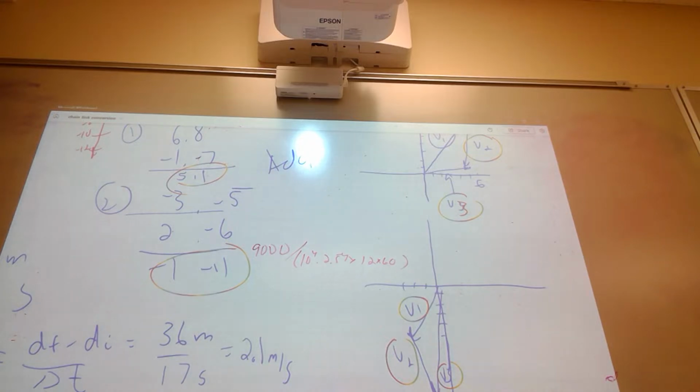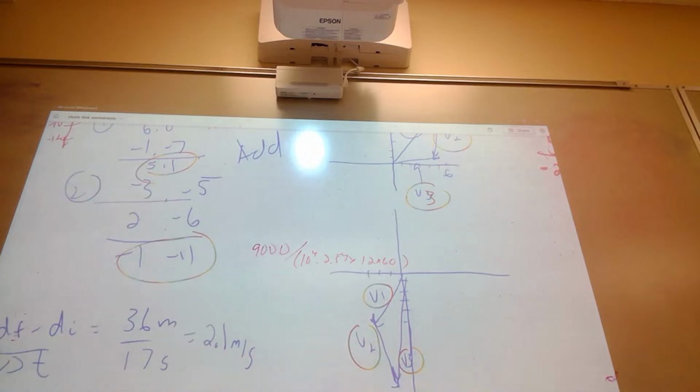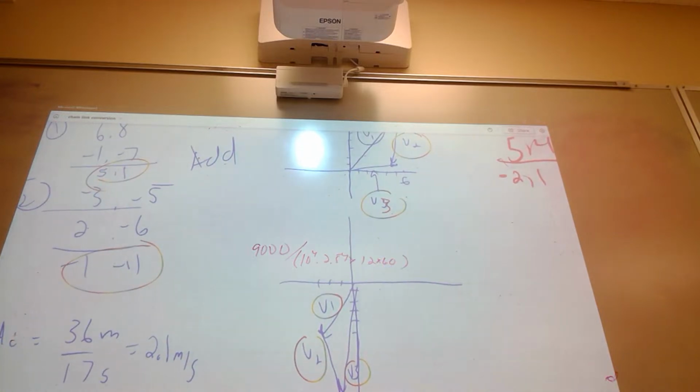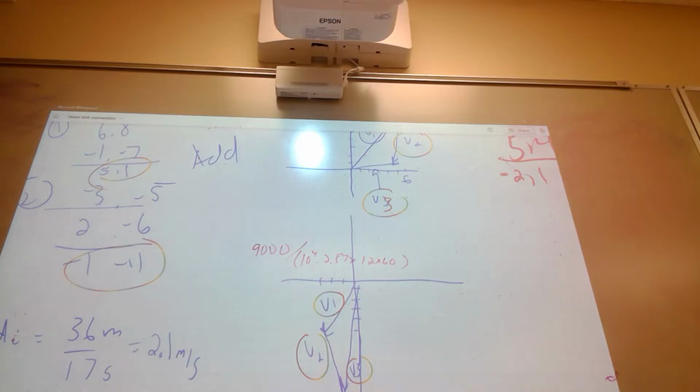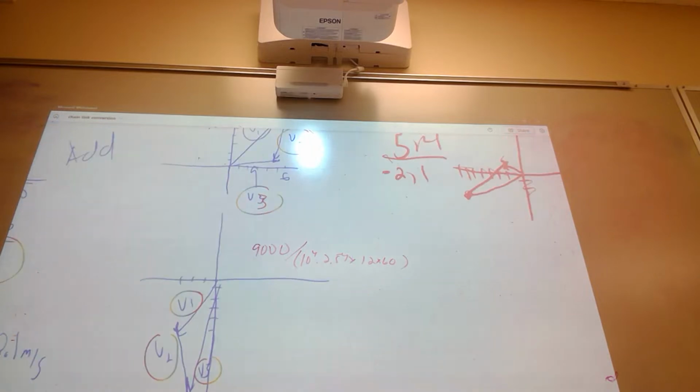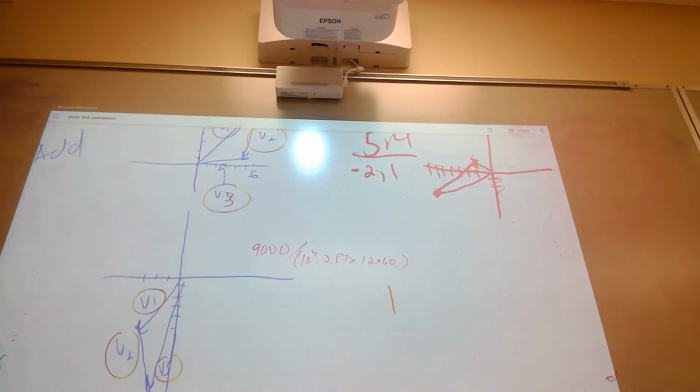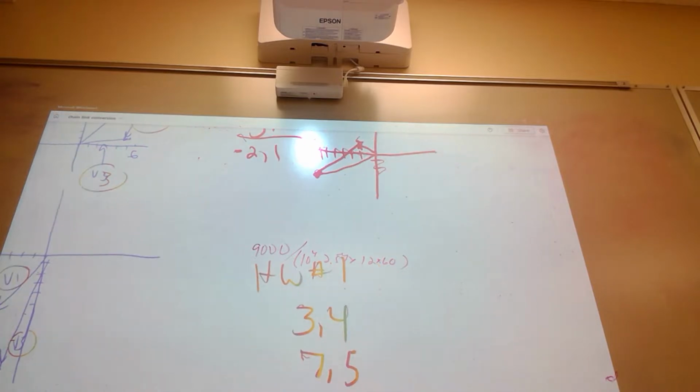Okay, good. Let me just give you some homework. We'll start with something simple. 3, 4, 7, 5. Okay, those are both in the first quadrant. So you should know your quadrants well.